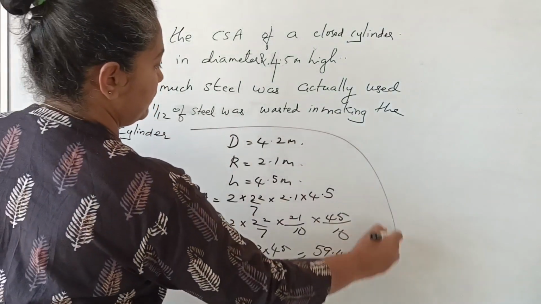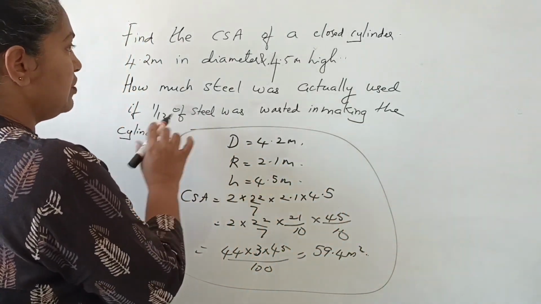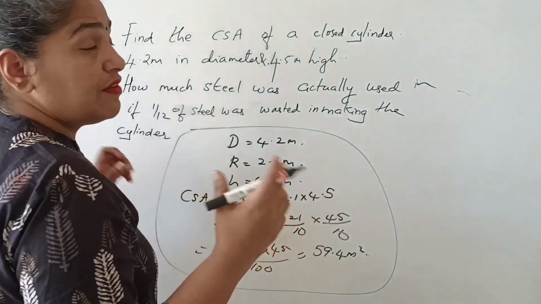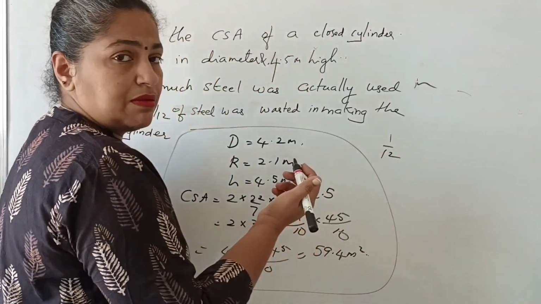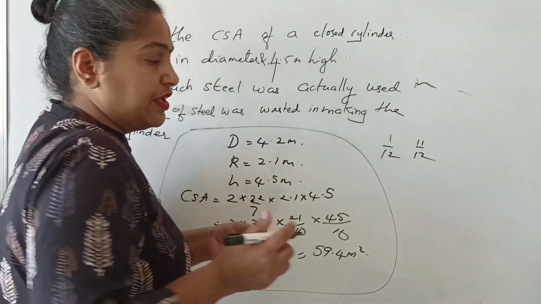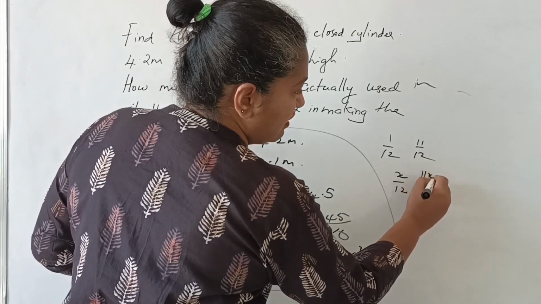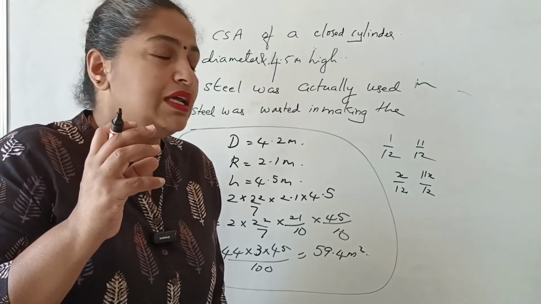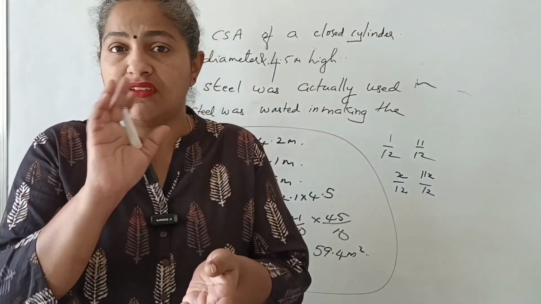Now, how much steel was actually used in making the cylinder, if 1 by 12th of the steel that was actually used was wasted? So if 1 by 12 of the steel was wasted, what is remaining? 11 by 12 is remaining. So if X amount of steel was used, X by 12 was wasted and 11x by 12 was actually used in making the cylinder.